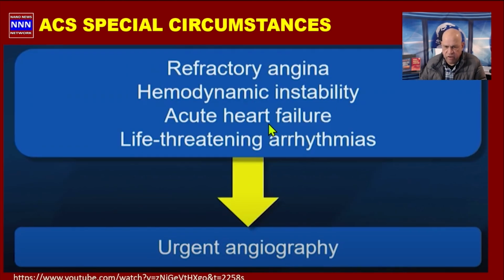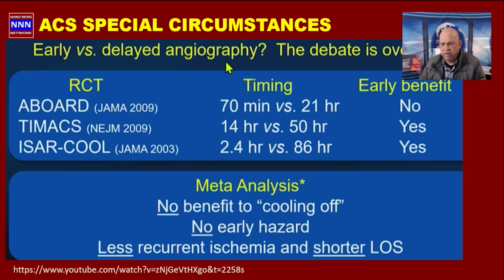And if someone is unstable, even if they are having NSTEMI, they need to be considered for urgent angiography. Early versus delayed angiography: these 2 studies showed benefit with early intervention. And as I said, if the patients are unstable, then they need to go for angiography. If the patients are very stable, which is not the usual case, then we can wait and see. No benefit to cooling off, no early hazard. So if you're in doubt, go for coronary angiography, establish the diagnosis, and then decide what needs to be done.